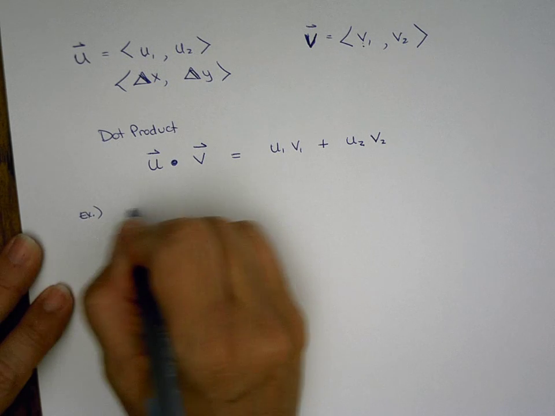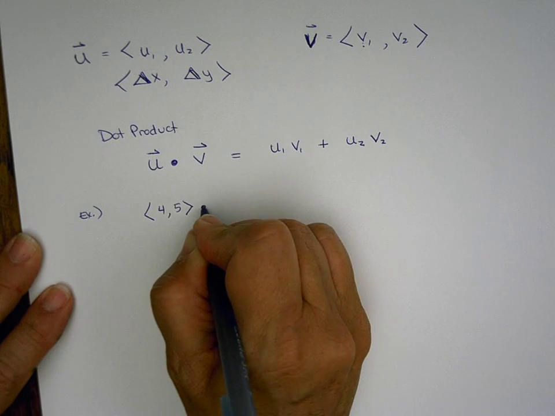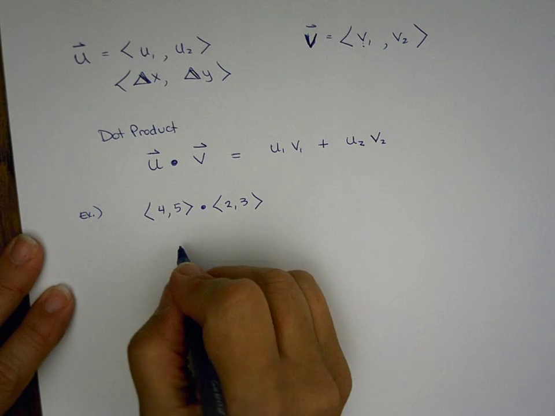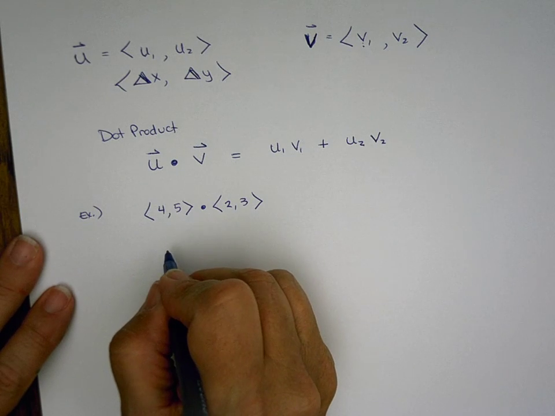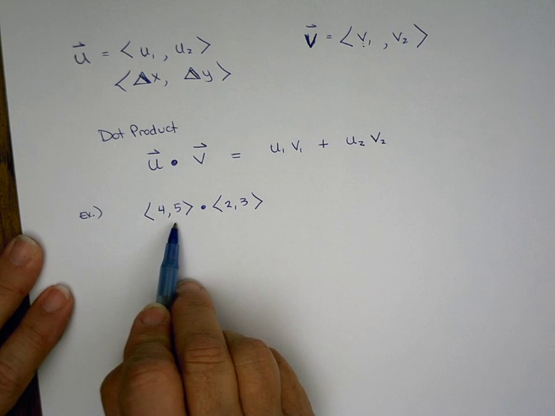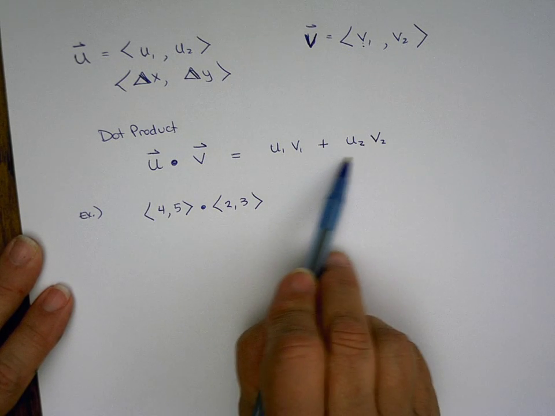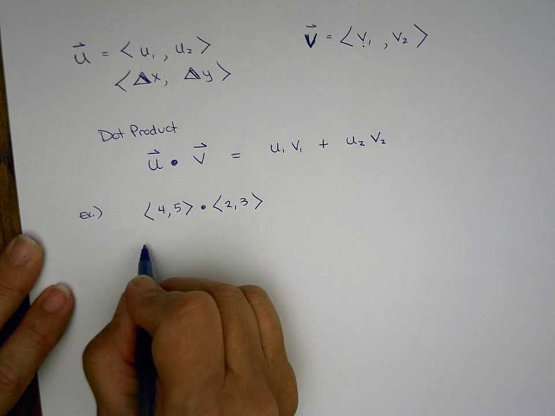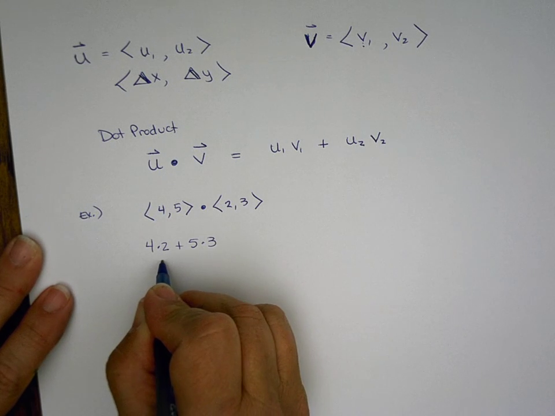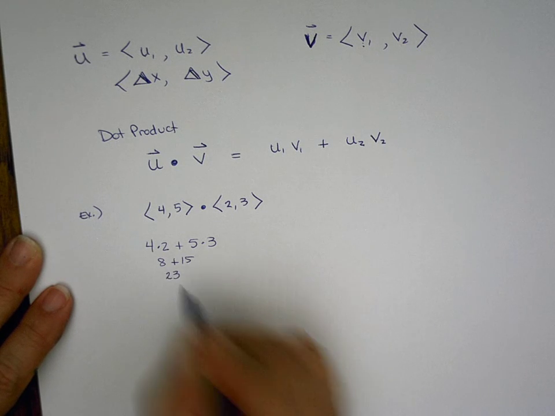So an example of that would be if I have 4, 5, dot product, 2, 3. Those are components. That's your change in x and your change in y, but you do not write those component symbols when you're doing the problem. So we don't put those little pointy guys in the answer. So I'm going to say 4 times 2 plus 5 times 3, 8 plus 15, 23.